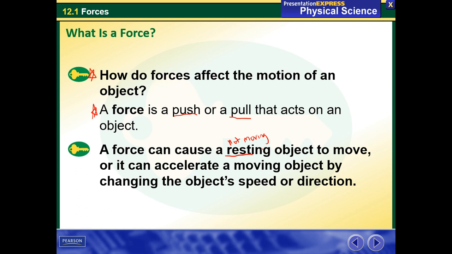The other way that it affects an object's motion is if the object is already moving, it can cause it to accelerate. Now, we did go back over what acceleration is, so we have to remember that when you accelerate, you can either change speed by speeding up, or you can slow down. And this also includes a change in direction as well. So, for an example, if you have a ball thrown at you and you take a bat and it hits the ball, pushes it, which is a force, it can cause that ball to go in a different direction, hopefully a home run.